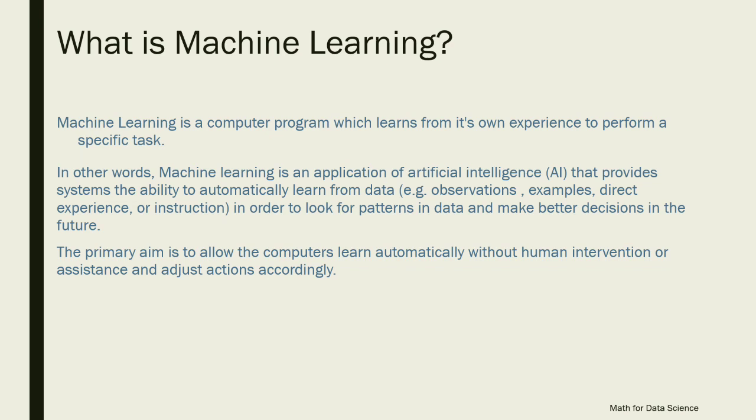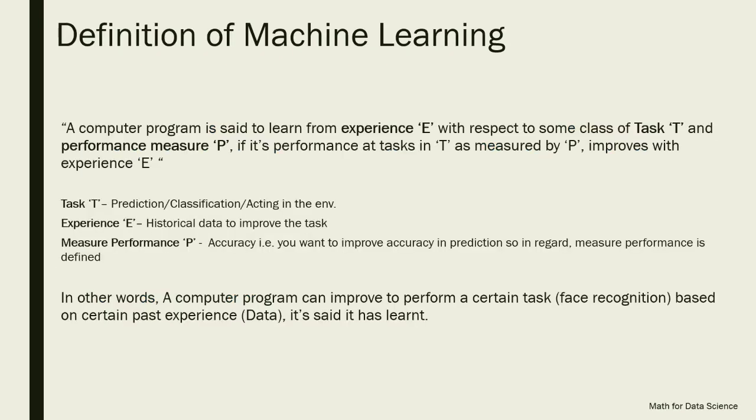Just see the official definition. A computer program is said to learn from experience E with respect to some class of tasks T and performance measure P. You can say T is the prediction, experience E is the historical data to improve the task, and the measure of performance P is the accuracy. Like, for example, how accurately the child is walking when he or she watches you walking.